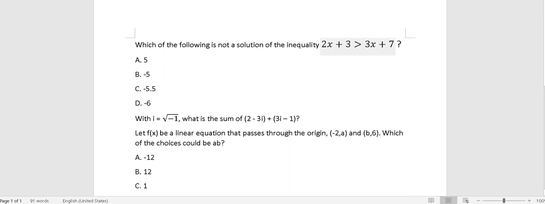So the first question: which of the following is not a solution of the inequality 2x + 3 > 3x + 7? Now this question belongs to the Heart of Algebra, which is the easiest part of the math section, and what we need to do here with this inequality is switch the terms so that one side is a number and the other side is the expression. So how do we do that?